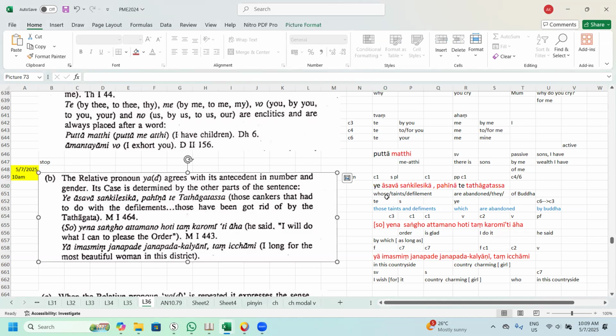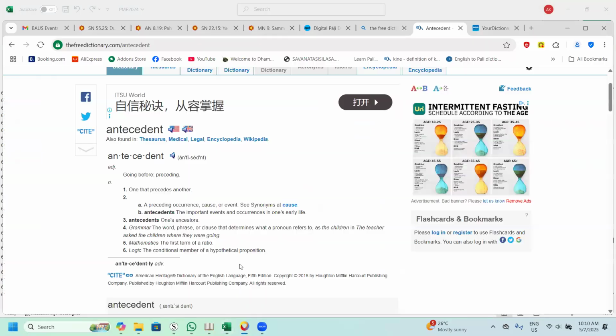So you take note, what he means in this line is that ye and te must agree. So they must agree in number and gender. So this is the one highlighted. So the word antecedent, just now what we saw is a little bit something like, let's go back and see again what it means.